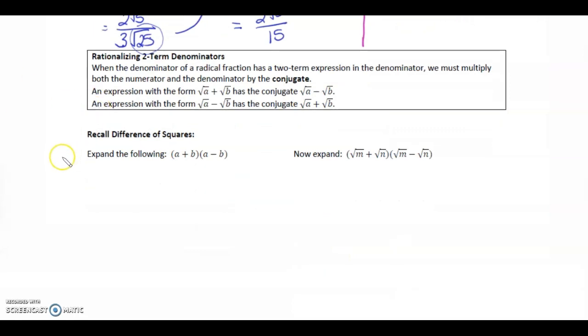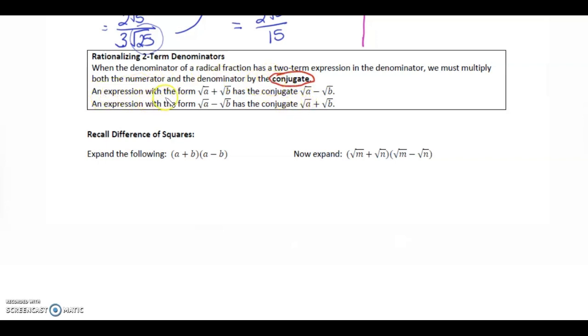Okay, now rationalizing two-term denominators. So when the denominator of a radical fraction has a two-term expression in the denominator, we must multiply both the numerator and the denominator by the conjugate. Okay, what is a conjugate? This is not going away. This is going to come back in limits.